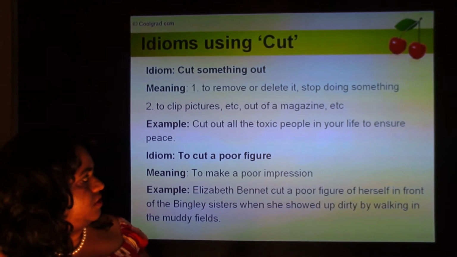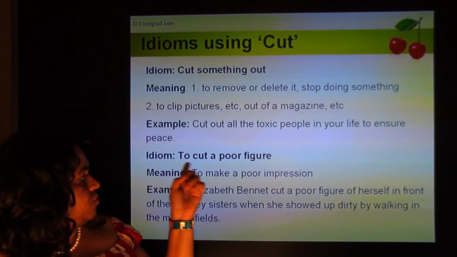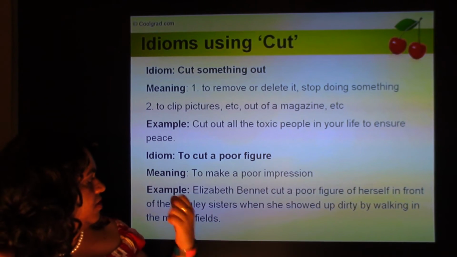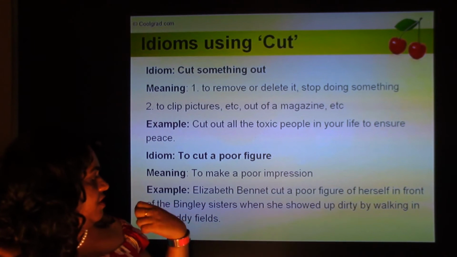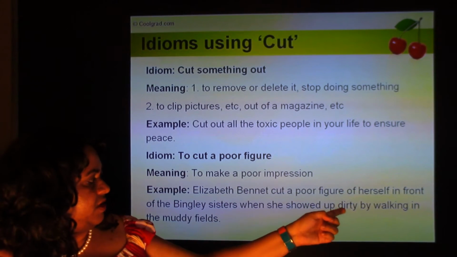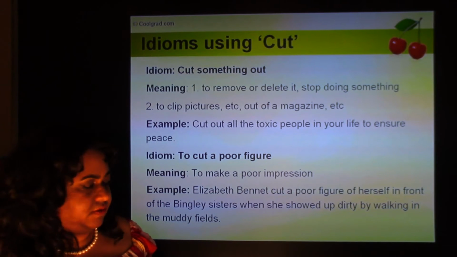Cut someone out. Okay? To cut a poor figure means to make a poor impression. Example: Elizabeth Bennet cut a poor figure of herself in front of the Bingley sisters when she showed up dirty by walking in the muddy fields.